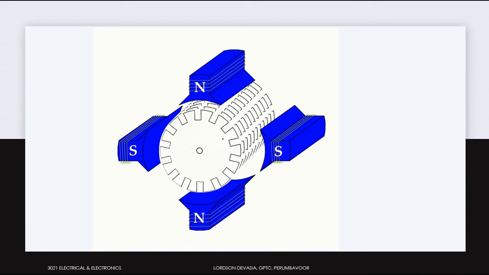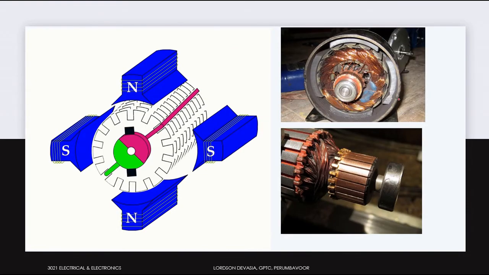And this is the rotating part. This is the armature, or known as a rotor, and rotor windings are placed. And this is the split rings, and these windings are connected to split rings. That is the brush assembly. So this is the actual machine.